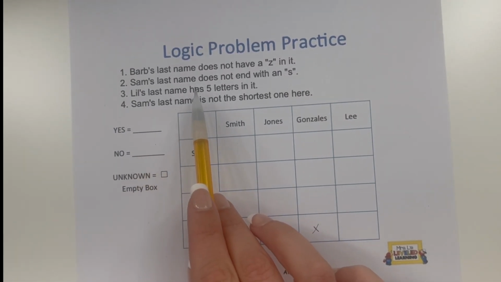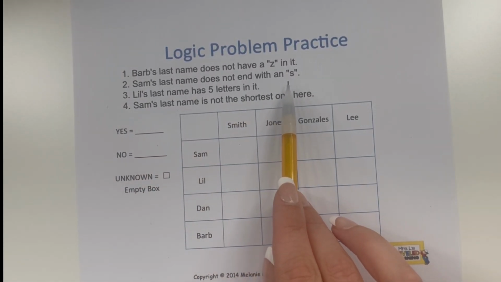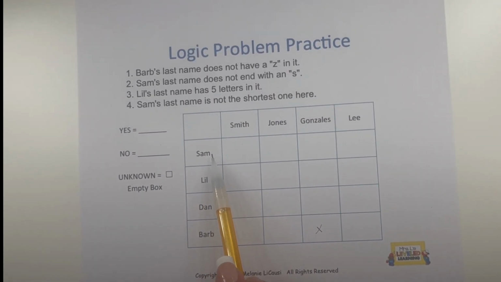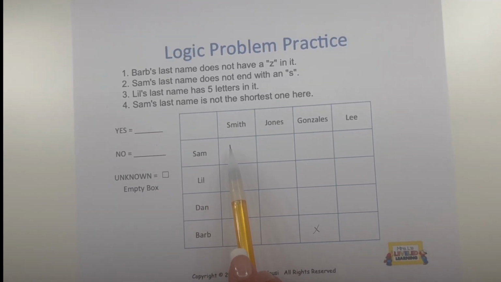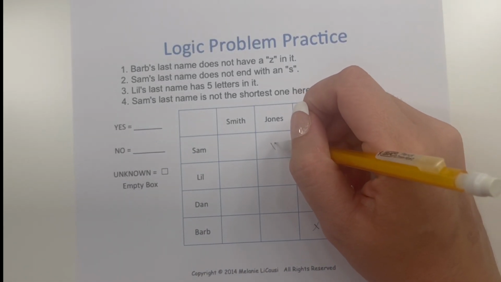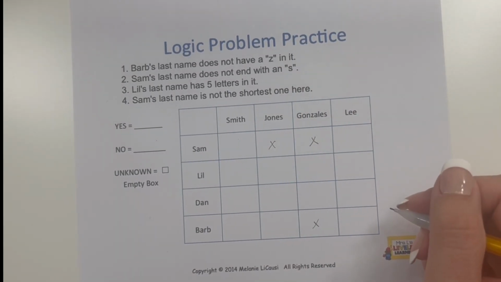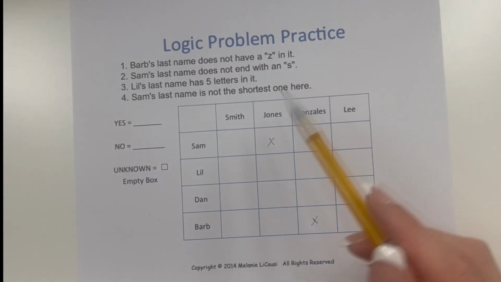Sam's last name does not end with an S. So I'm going to go over to Sam and I'm going to look to see if it ends with an S, because it doesn't end with an S. Smith doesn't, Jones does, so that's not his last name. Gonzalez also ends with an S, so we are not going to pick that one. On to the third clue.